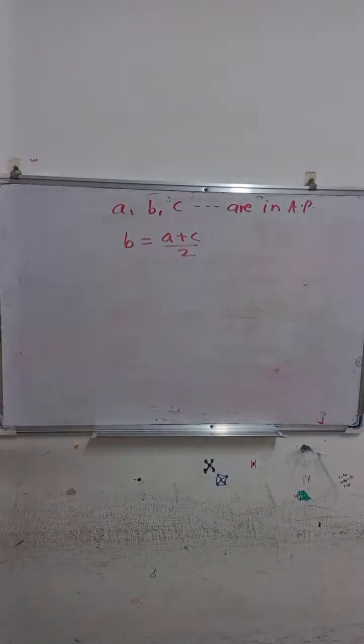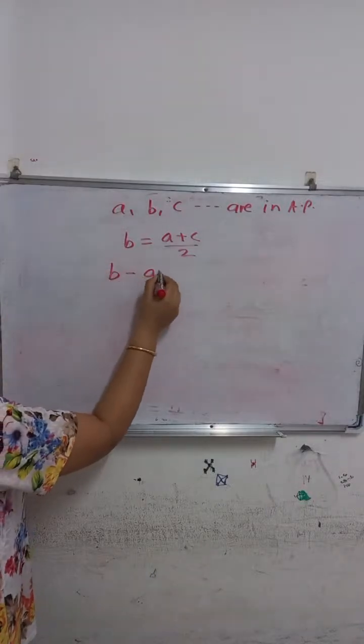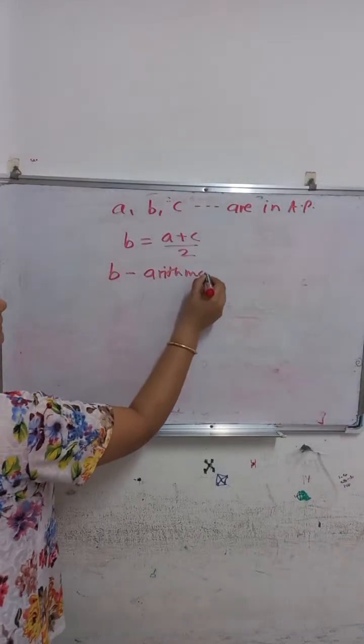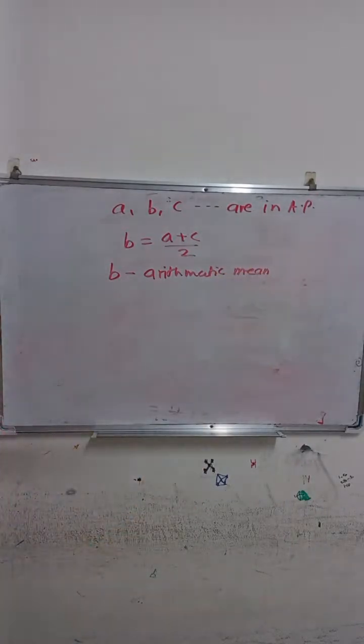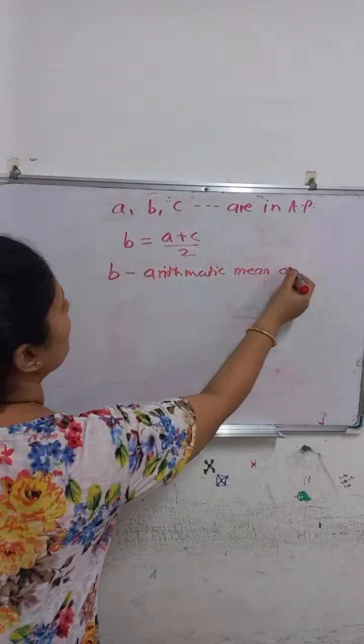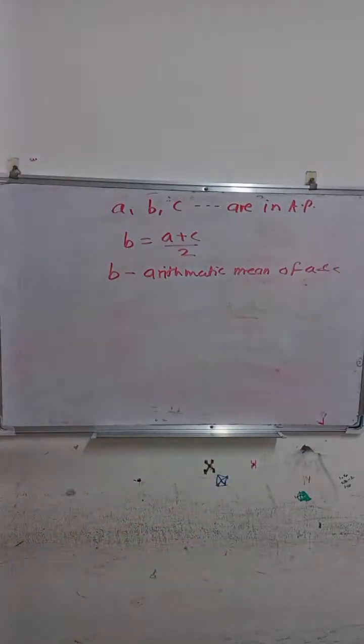That is the average. Or B is called the arithmetic mean. B is called the arithmetic mean of which two numbers? A and C. Arithmetic mean of A and C. So this is also there.